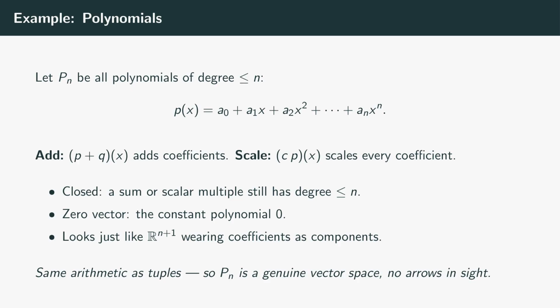The zero vector is the polynomial that is just 0 everywhere. Check the rest of the axioms and they all hold, because adding coefficients behaves exactly like adding tuples. In fact, a degree n polynomial is secretly a list of n plus 1 coefficients, so Pn behaves just like R to the n plus 1. It is a genuine vector space, and there is not an arrow anywhere in it.